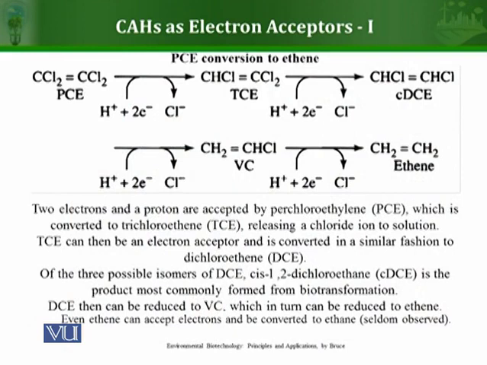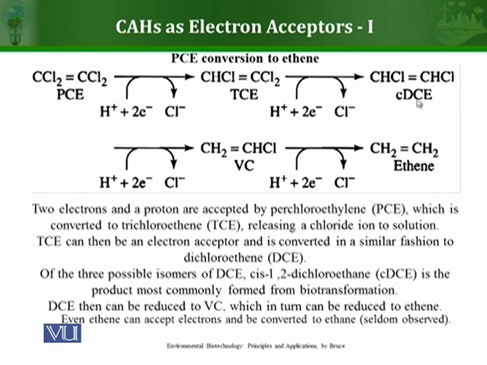Here, you can see the conversion of polychloroethylene to ethene. PCE accepts 2 electrons and a proton, and is converted to TCE, which is trichloroethene, and a chloride ion is released in the solution. This TCE can then be used as an electron acceptor and is further converted in the same way to dichloroethene. Of the 3 possible isomers of DCE, cis-1,2-dichloroethene can be the product which is most commonly formed by this biotransformation.